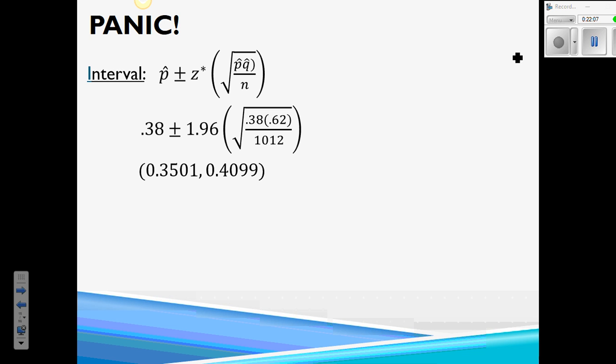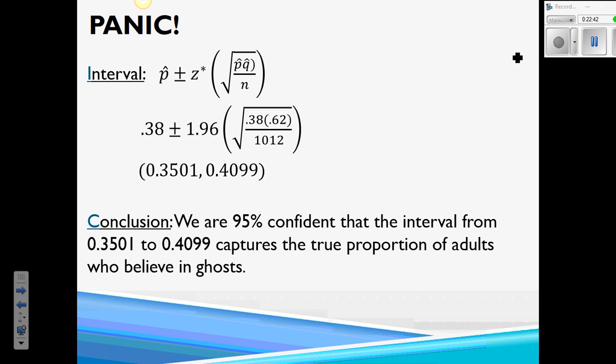What are we doing? We are estimating with confidence, correct? So how confident are we? We are 95% confident that the interval from 0.3501 to 0.4099 captures the true proportion of U.S. adults who believe in ghosts. All right? So you can go ahead and copy that down. So we kind of just piece that together.